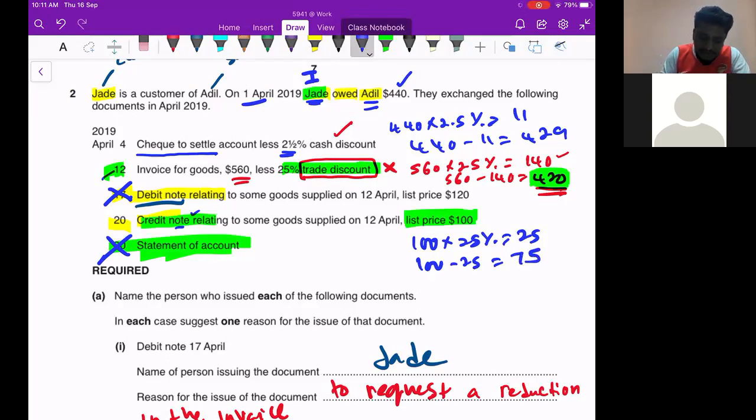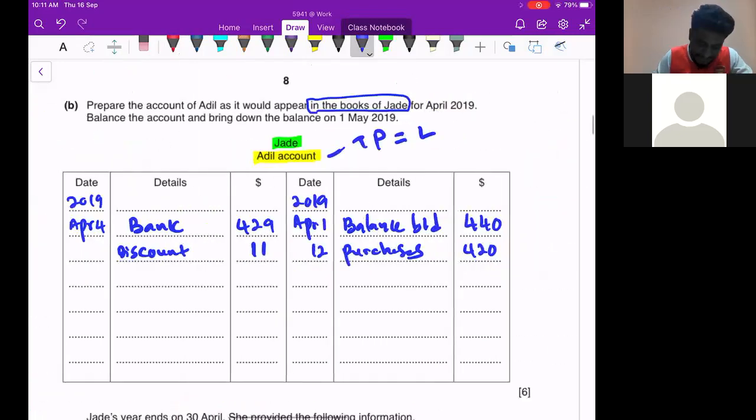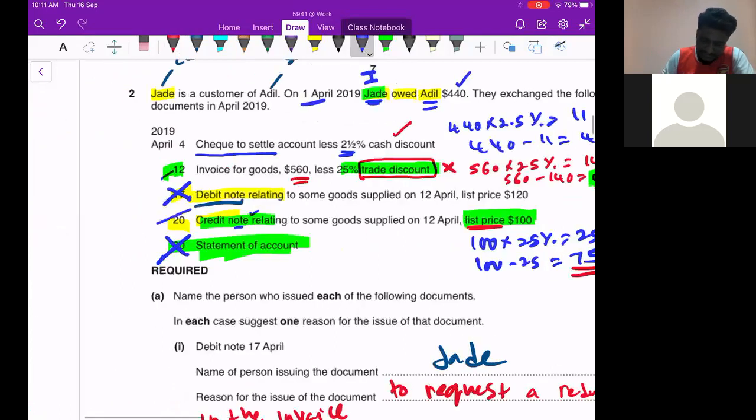So how much is your return? 75. Remember this one, whenever you see the list price, it's actually before the trade discount. Since it's before the trade discount, you need to exclude the trade discount. So 75 will be on the debit side. Why debit side? Because whenever you return, your trade receivable, or how much you owe the guy, will be reduced. When was it? 28.